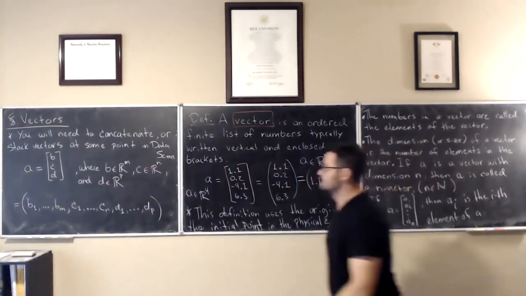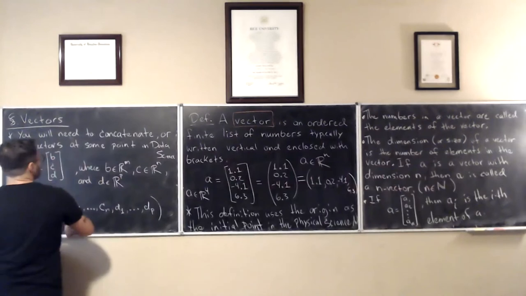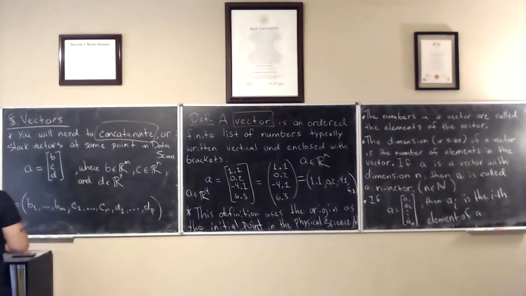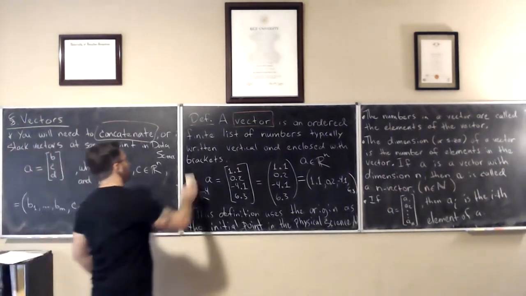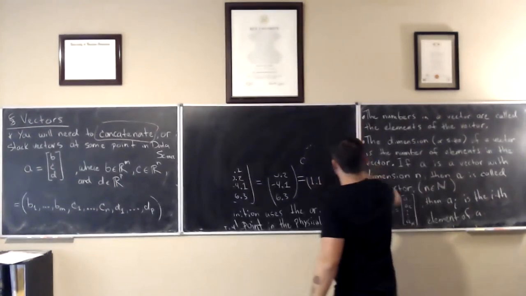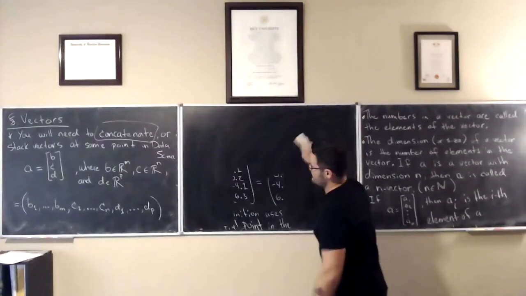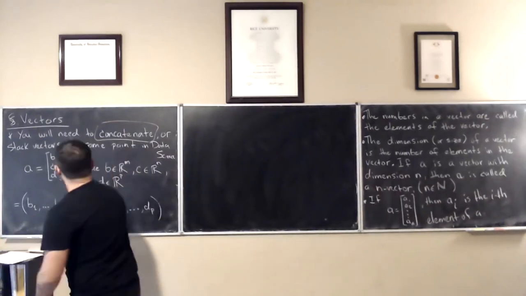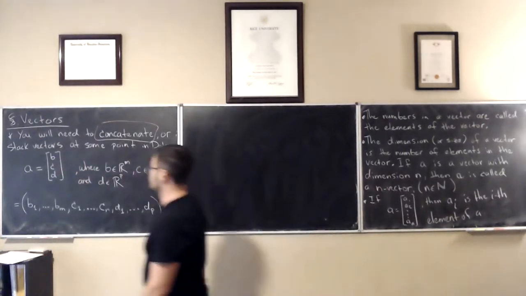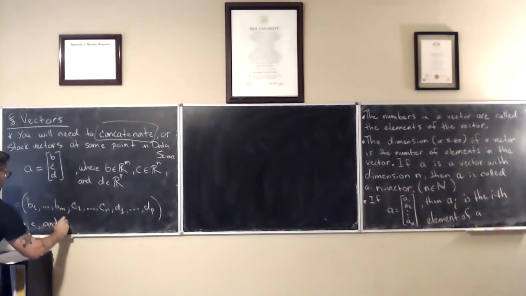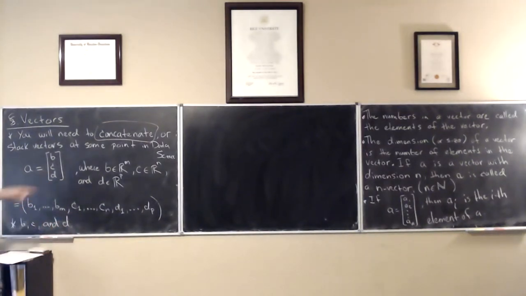Okay. What else did I want to say about vectors? So this is important. I should also say in this case here, before I move on, that B, C, and D are called subvectors of A.